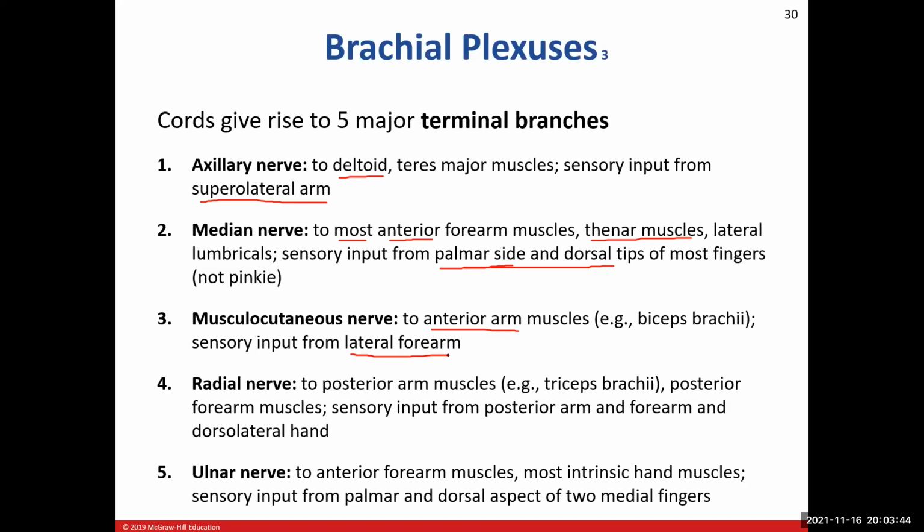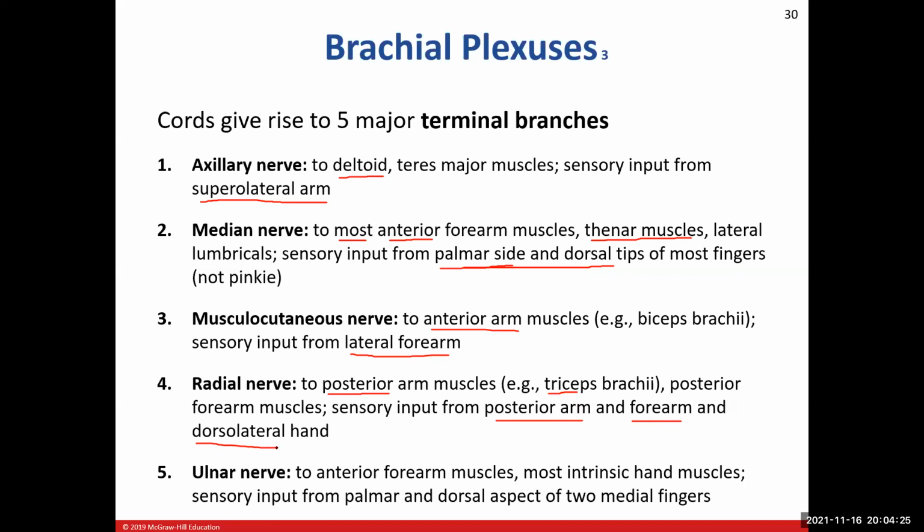Then we have our radial nerve. This is going to innervate the posterior muscles of your arm, which are going to be your elbow extensors. That's the triceps brachii. And it's also going to innervate the posterior forearm muscles. Those are the extensor muscle group on the back of your forearm. It also provides sensory input from the back portion of your arm and the back portion of your forearm and on the back of your hand, but on the side, the dorsal lateral portion of your hand.